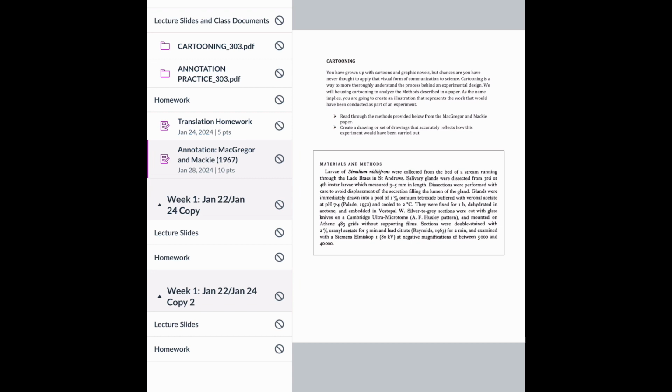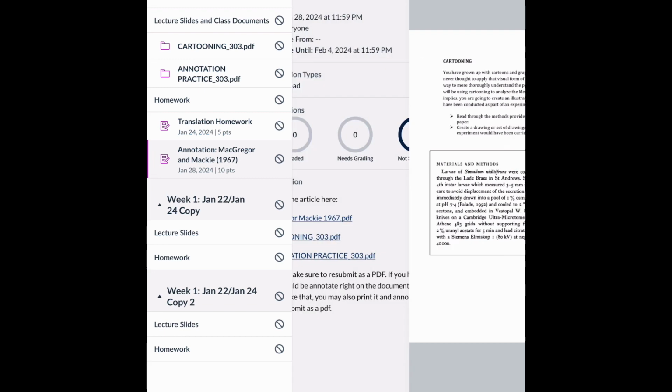Some of you guys who are really techie, if you want to grab images from Google or something and make a cartoon out of that, that's fine, right? But I just want to encourage you guys to draw it by hand because for the most part, you might not even have that handy with you when you are reading a paper. You might only have pen and paper, that's it, right? So that's the cartooning part.